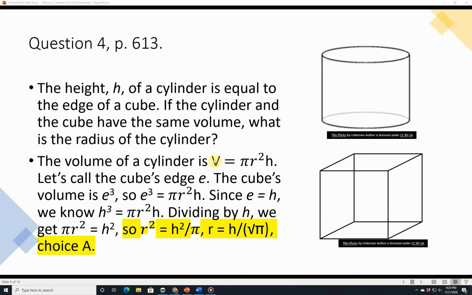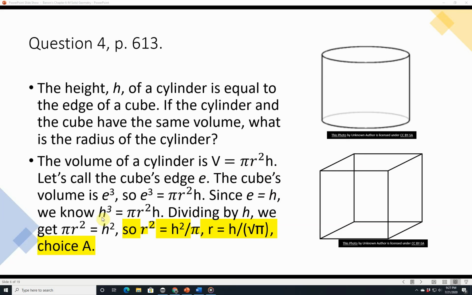All right, so we know the formula for a cylinder's volume is V equals pi r squared h. Makes sense, because it's just going to be the area of the circle, pi r squared, times h, just multiply it by the height. So that makes perfect sense. So let's call the cube's edge E. So this is E here. Here's E, here's an E, here's an E, there's an E. The cube's volume is E cubed. Get it? Ha ha ha, E cubed. Anyway, so E cubed is equal to pi r squared h.